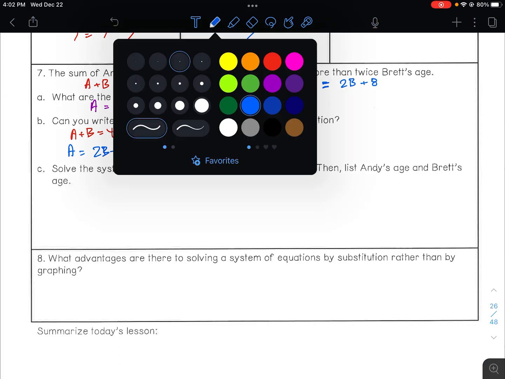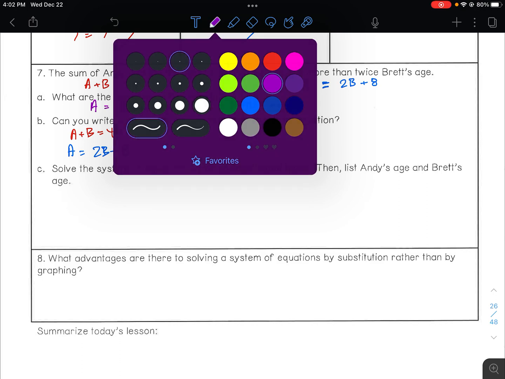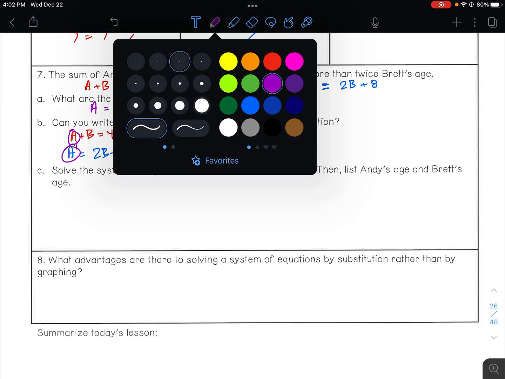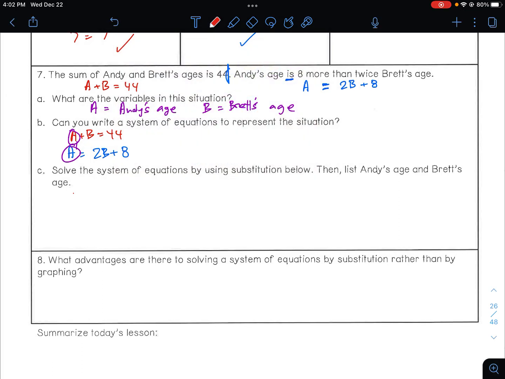Okay, let's solve by substitution. I know that A is 2b plus 8, so I just replace A with 2b plus 8. Going to my red equation, we've got 2b plus 8 plus b equals 44. I don't need parentheses there because I'm not multiplying that with anything, so you can just have 2b plus 8 plus b equals 44.